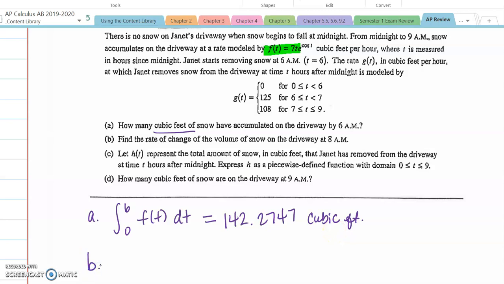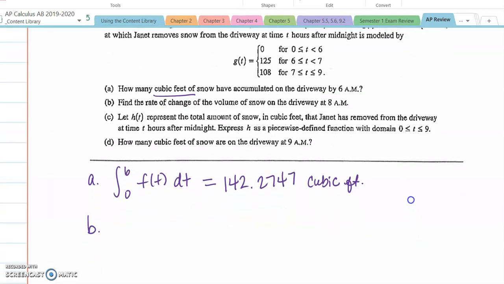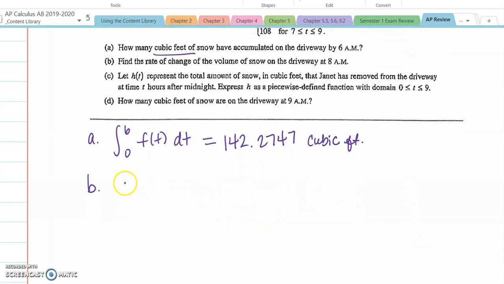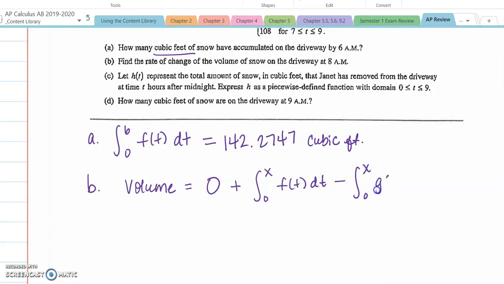Part B, find the rate of change of the volume of snow in the driveway at 8 a.m. So I'm going to briefly talk about the volume of snow as a function. We know that there is no snow on the ground at midnight, and then we have a function that's going to add up the snow, and then we also have a function that's going to be removing the snow. And we know that the snow is not going to be removed for all the times, but in general this is a very basic understanding of volume. The volume of snow is changing by the derivative of this function.